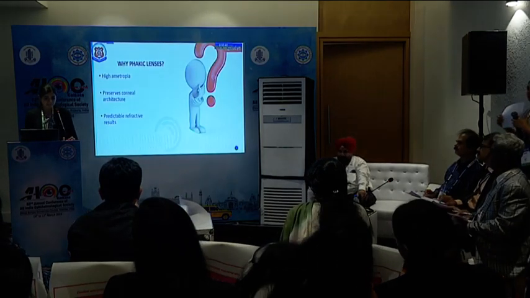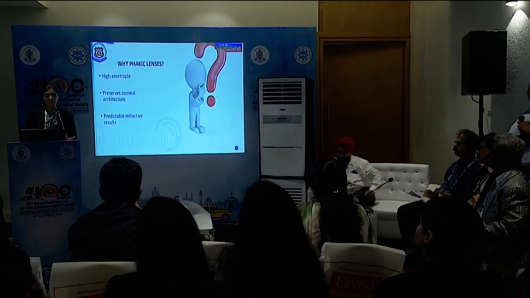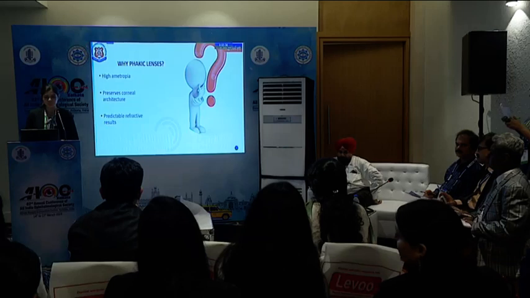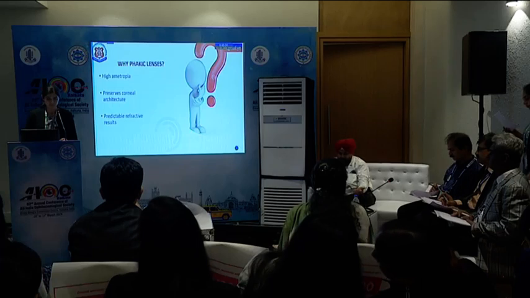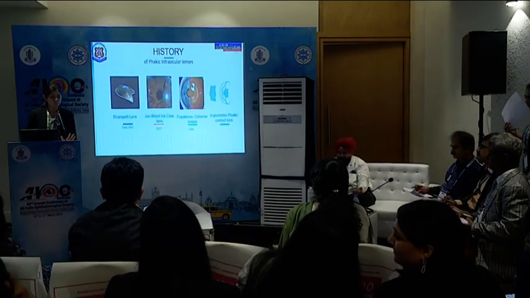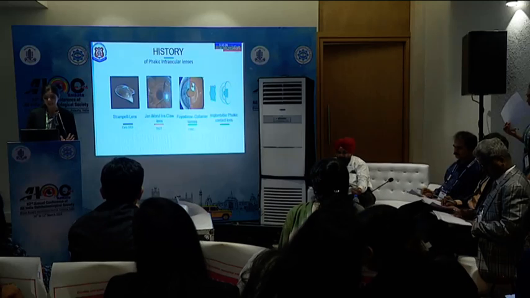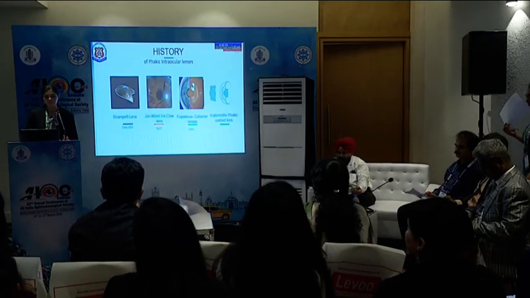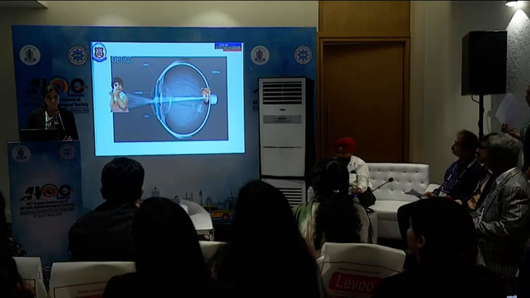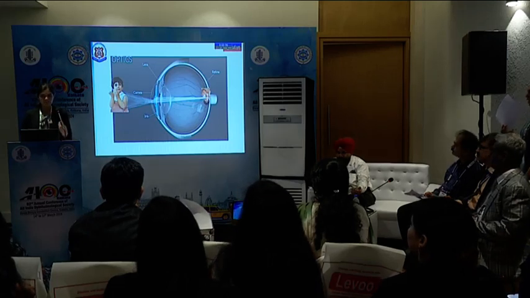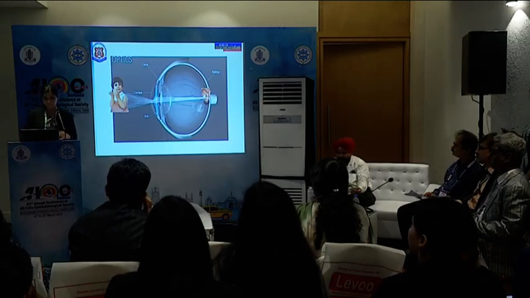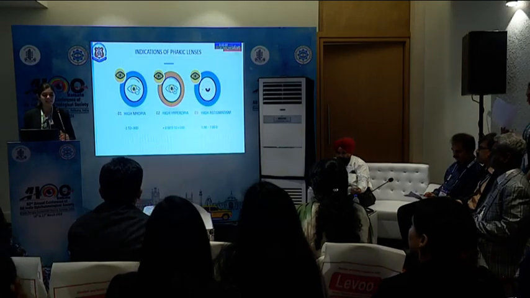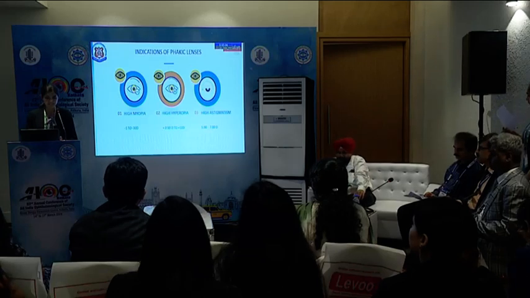So why phakic IOLs? We use phakic IOLs where there is high ametropia which cannot be handled with the refractive surgeries available. It preserves the corneal architecture and gives us a predictable result. The concept of phakic IOL was introduced early in 1953, and now we have sophisticated implantable phakic contact lenses. The optics behind phakic IOLs is that the intraocular lens is implanted in front of the existing crystalline lens. The indications of phakic IOLs are high myopia, high hyperopia and high astigmatism.